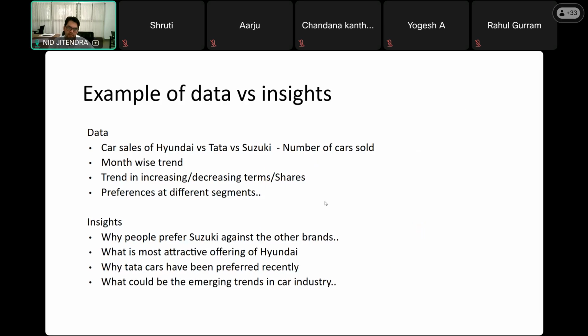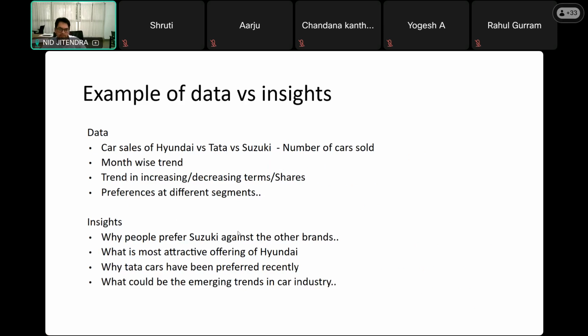So, data and insights. For data, we can take an example like car sales: Hyundai versus Tata versus Suzuki, the number of cars sold in a month, or month-wise data, or trends in terms of increasing and decreasing shares, and preference in different segments. You will find that some information is there in the form of data.